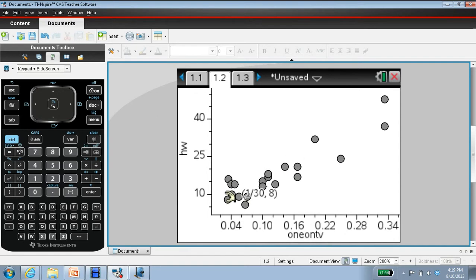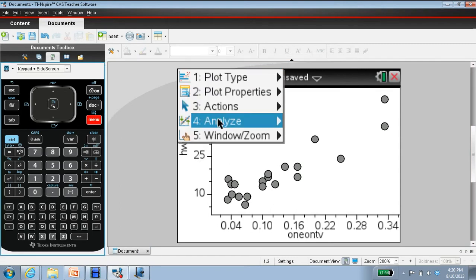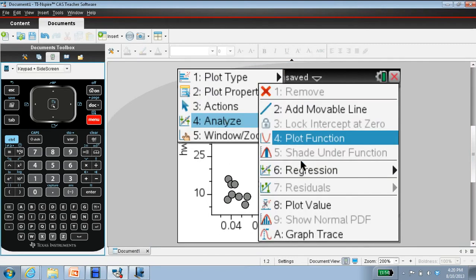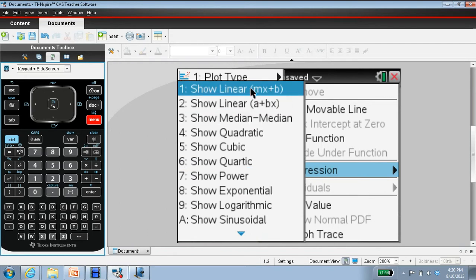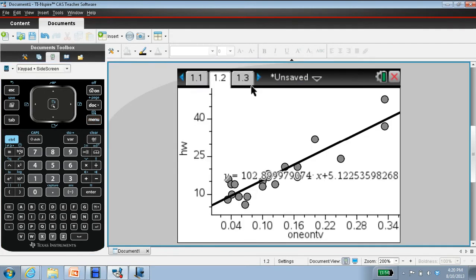Okay, so what we have now, it's not perfectly linear, but it is certainly more linear than it was before. So I've now done the data transformation in the calculator. The next step is to get the least squares regression line for this scatter plot. Now I can do that straight from the scatter plot. If I press menu, analyze, regression, show linear. Okay, and here is my equation.